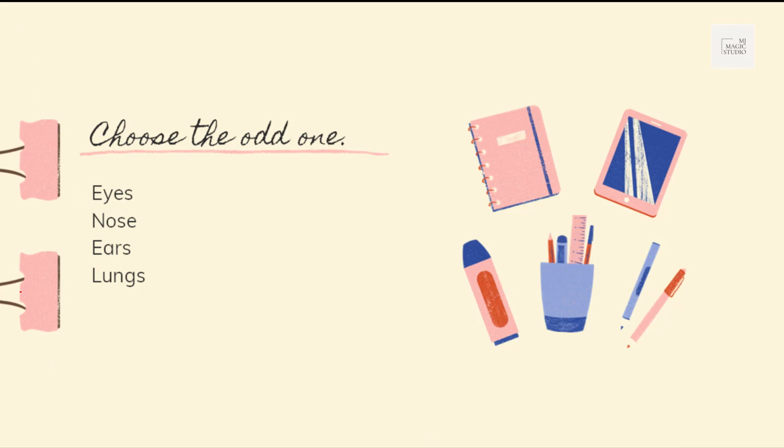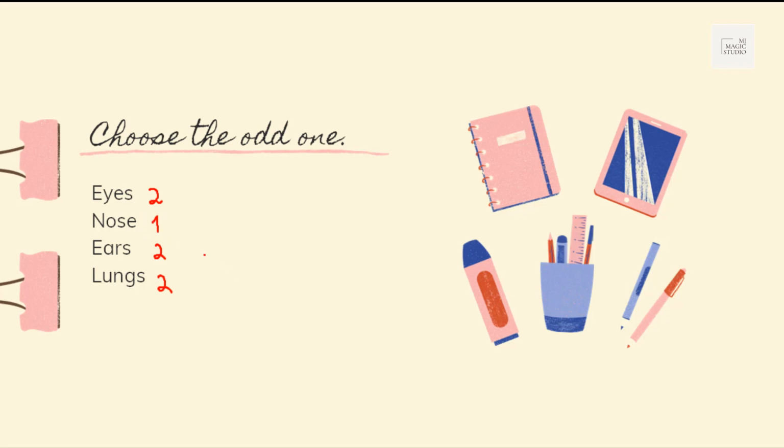Okay, let's take up one more example. Choose the odd one out from the following four words: eyes, nose, ears, lungs. So what does it look like? We have two eyes, one nose, two ears, two lungs. So you might be prompted to put eyes, ears, lungs in one classification and nose in another classification.